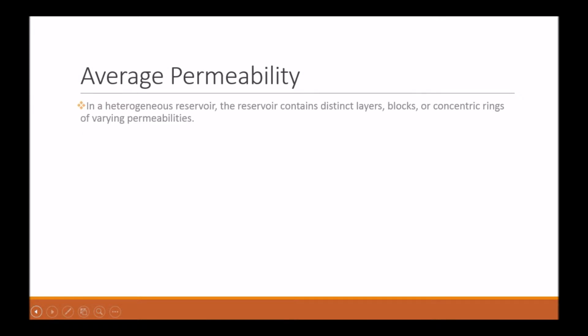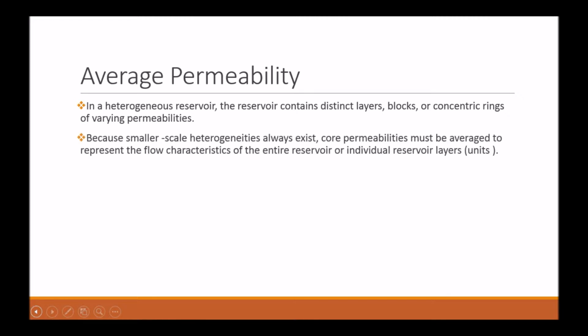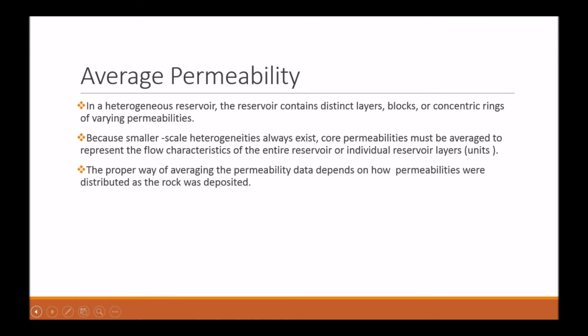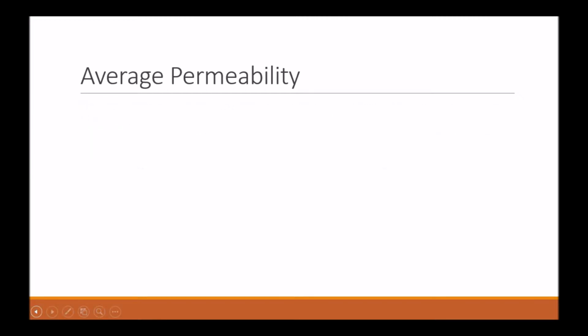Average permeability. In a heterogeneous reservoir, the reservoir contains multiple distinct layers, blocks, or concentric rings of varying permeabilities. Because reservoir heterogeneities such as these always exist, core permeabilities of individual portions of the reservoir must be averaged to accurately represent the flow characteristics of the entire reservoir. The proper way of averaging the permeability data depends on how the various rock layers of different permeabilities were distributed as the rock was deposited. The two different methods for averaging permeability are arithmetic averaging and harmonic averaging.